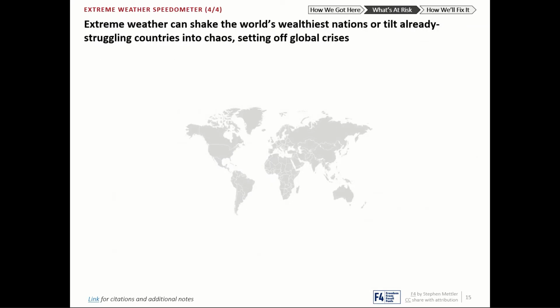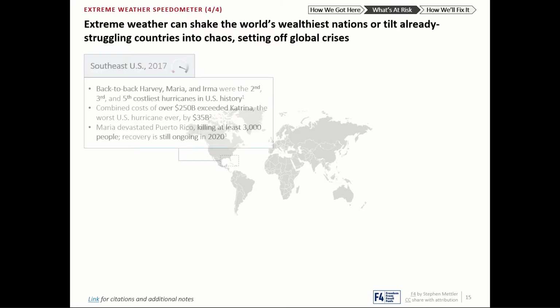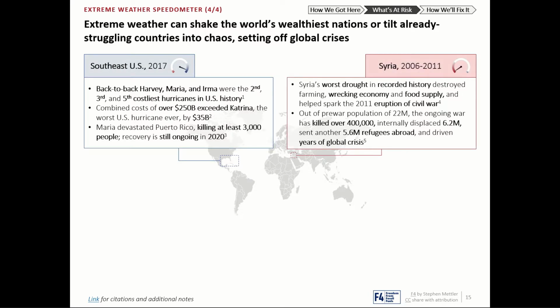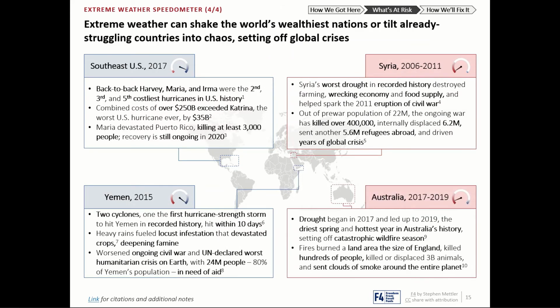This slide goes through some of the major climate change accelerated natural disasters of the last couple of decades, and shows that these disasters are able to shake even the wealthiest countries on Earth. And for countries that are already teetering on the brink of instability, climate change driven disasters can throw them completely over the edge, causing humanitarian crises and global aftershocks.